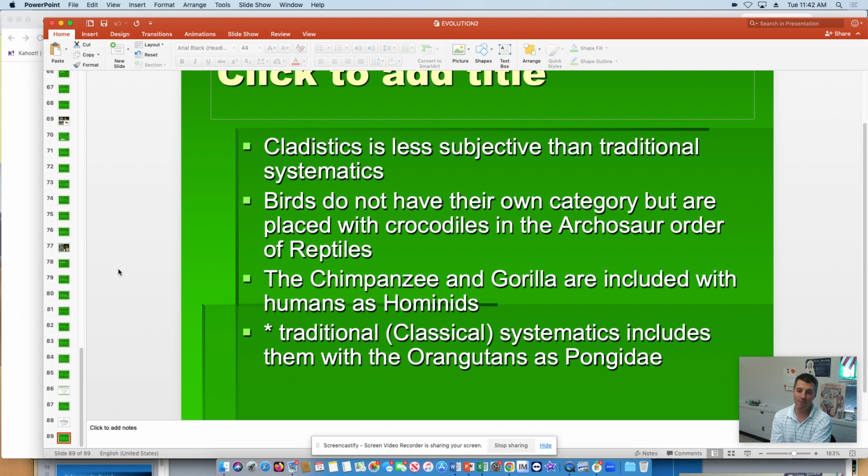Birds do not have their own category, but are placed with the crocodiles in what's called the Archosaur order of reptiles. Chimps and gorillas are included as hominids, so they're the same. They are actually in the same family. And then in traditional or classical, it includes chimps and gorillas with the orangutans as Pongidae. So it certainly has its differences.